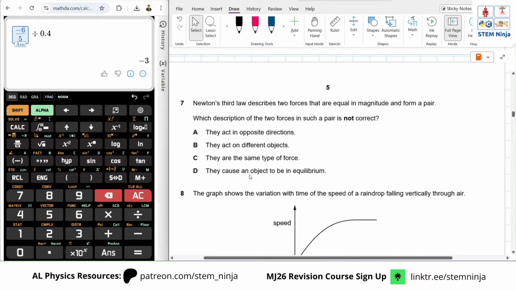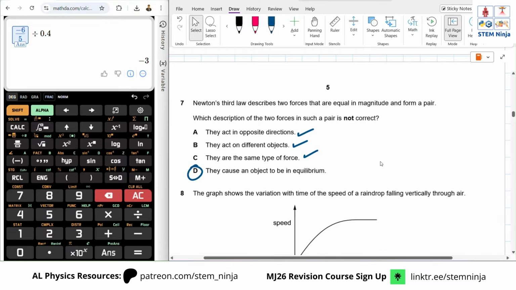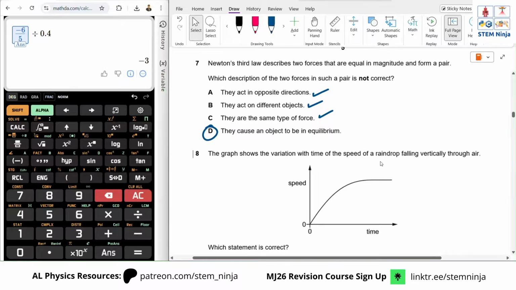Newton's third law describes two forces that are equal in magnitude and form a pair. Which description of two forces in such a pair is not correct? So remember, they act in opposite directions, they act on different objects, they are the same type of force, but since they are acting on different objects, one object is not undergoing the two forces. So it's not a necessity that the object is in equilibrium.